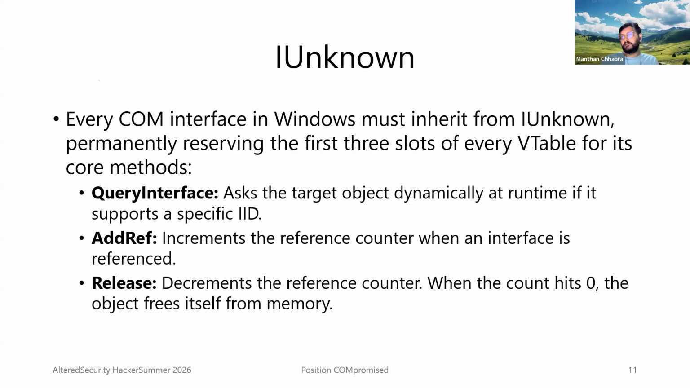Whenever a client is done with the object, it calls release, and that drops the counter by one. And when the counter drops all the way to zero, that means nobody else in the operating system is using this object, so it is completely isolated. Then the operating system triggers the cleanup and removes the instantiated object from memory. Okay, so this is the purpose of the IUnknown interface.